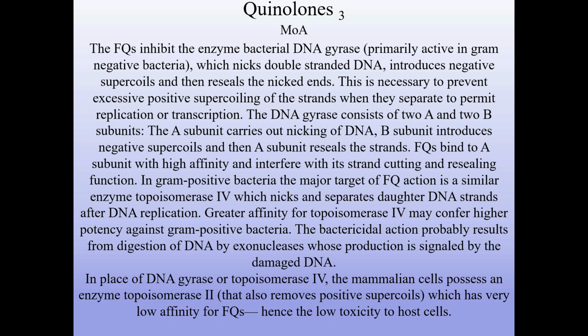In place of DNA gyrase or topoisomerase 4, mammalian cells possess an enzyme, topoisomerase 2, that also removes positive supercoils, which has very low affinity for fluoroquinolones, hence the low toxicity to host cells.